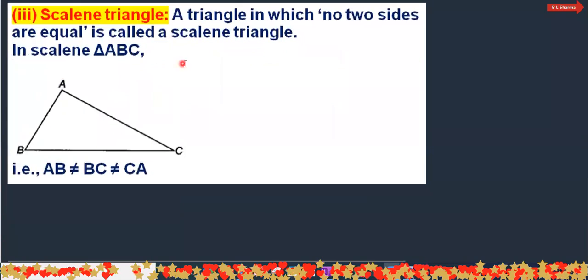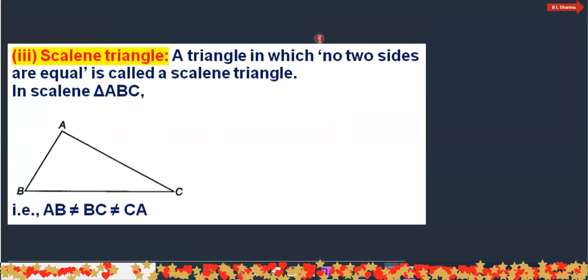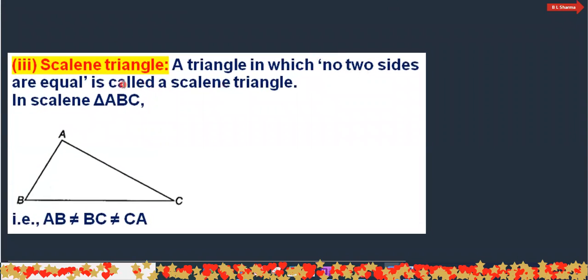Then scalene triangle. A triangle in which no two sides are equal is called a scalene triangle. In any triangle, if no two sides are equal, meaning all sides are of different measurements, then the triangle is said to be a scalene triangle. Here AB, BC and CA, no two sides are equal, all sides are of different measurements, so we call such a triangle a scalene triangle.